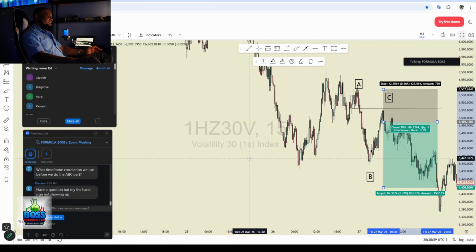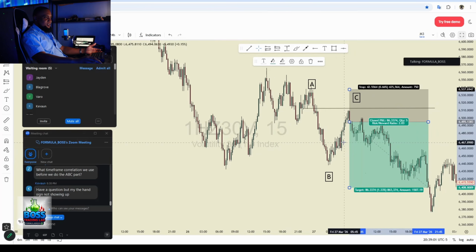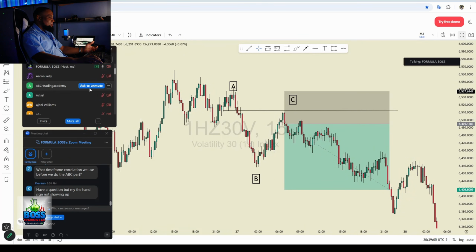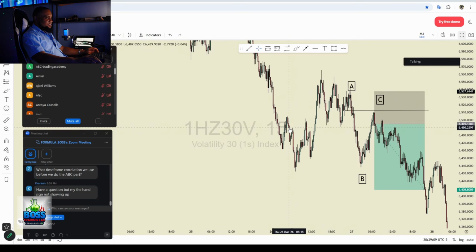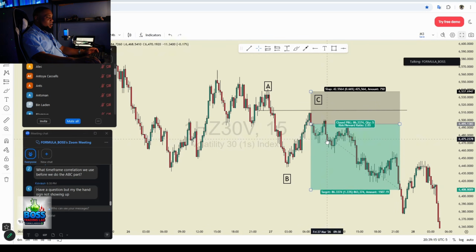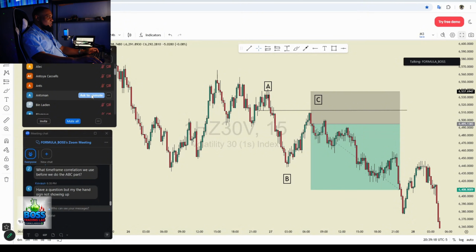So basically guys, it's just rinse and repeat. The main thing is just being patient and letting these patterns play out and reveal themselves to you. So it's just patience, discipline, and understanding. Because if you try to rush it, you're going to enter too early and you'll get stopped out. So ABC, very, very simple.